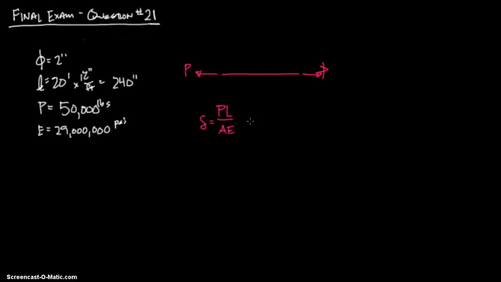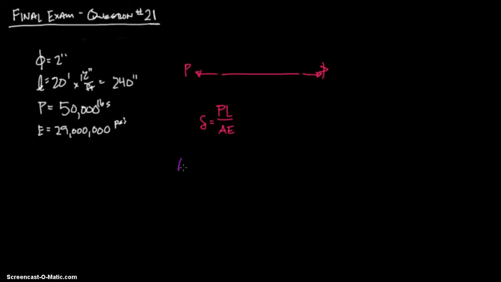So let's just go ahead and start plugging and chugging. We do have P. We know that. P equals 50,000 pounds. We know L, 240. We changed to inches because this is in PSI, so inches. A, we want in inches, but we don't have. And E, we already have. So the only thing we don't have is A. So let's figure out what A is. Let's change colors.